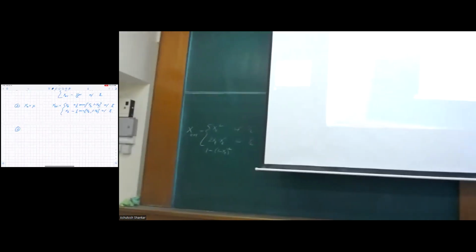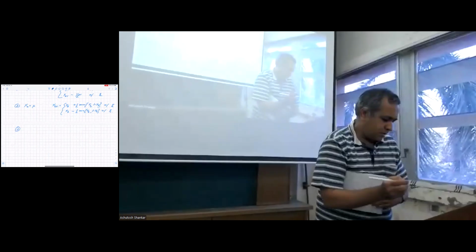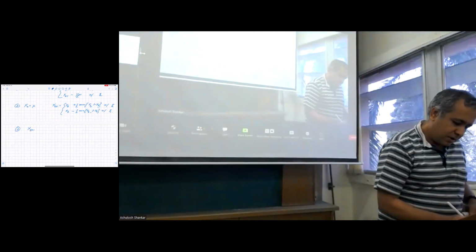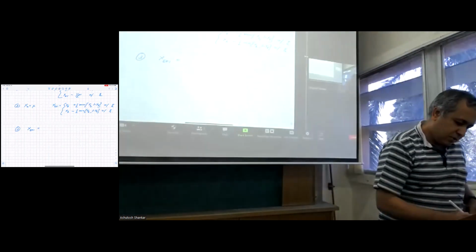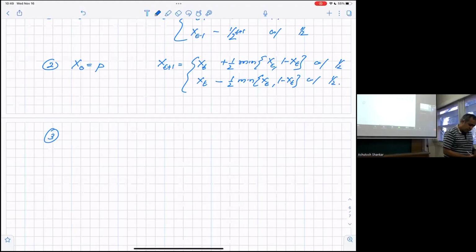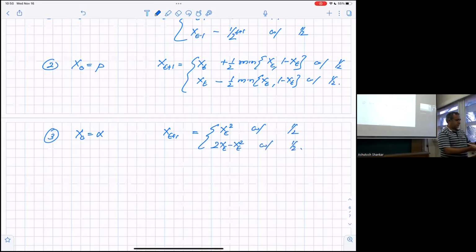What we will do: x_{t+1} is, where x_t could be any number, with x_0 being alpha, x_t squared with probability half and 2x_t minus x_t squared with probability half.